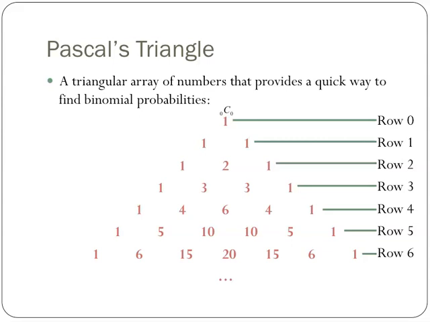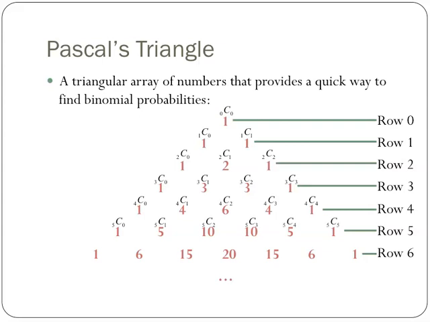In row 1, this is going to represent 1 choose 0, and then 1 choose 1. In the next row, 2 choose 0, 2 choose 1, 2 choose 2. In row 3, 3 choose 0, 3 choose 1, 3 choose 2, 3 choose 3. Next, 4 choose 0, 4 choose 1, 4 choose 2, 4 choose 3, 4 choose 4. And this applies to every single row.